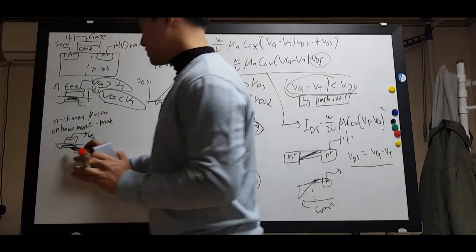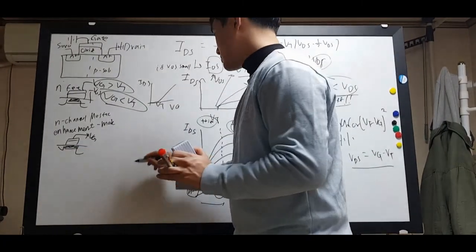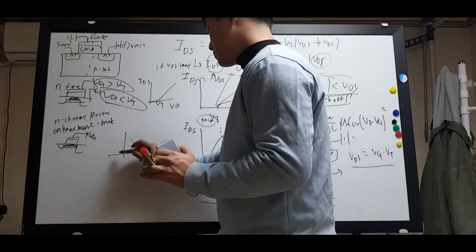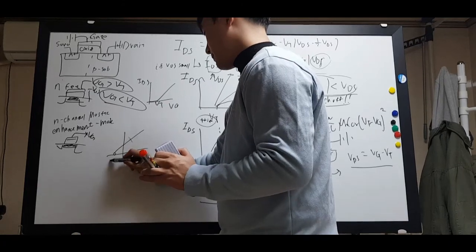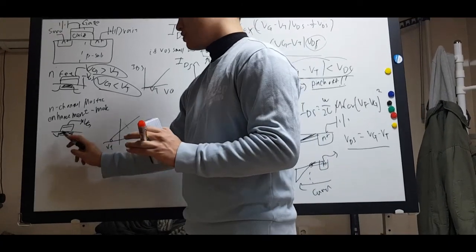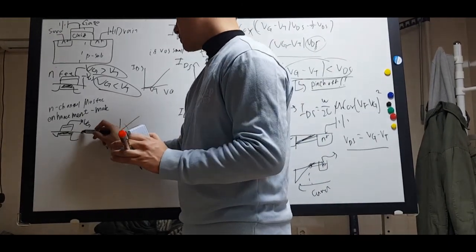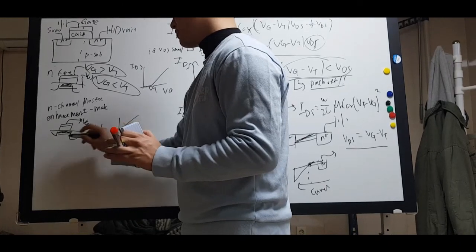There is an n-channel already induced, so it means the threshold voltage is negative. So there is only a channel induced already. Just applying a voltage across the drain and source will make the current flow.